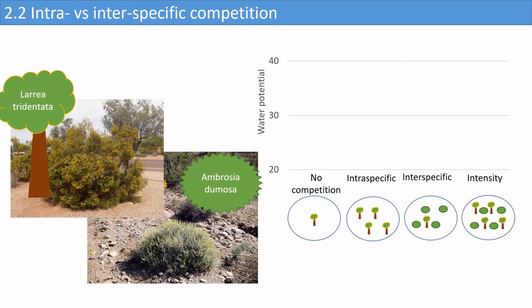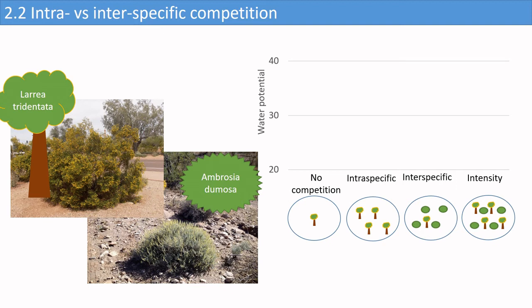So here they measured water potential of the plants. Just a quick break, because I said performance is usually measured through traits that tell us how fast the plant is growing, how good it is at reproducing, and so on. Water potential only shows how good the plant is at getting water from the soil. But these are desert plants. If they cannot get water from the soil, they cannot grow.